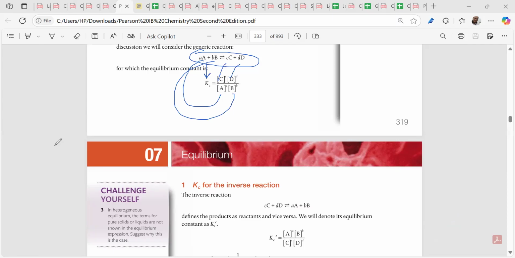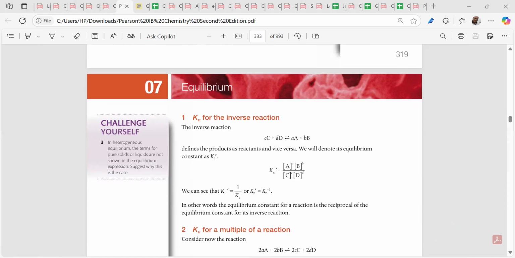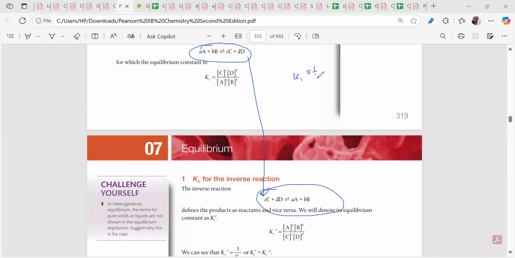Now, suppose you have the same reaction in inverse form, my bad, the reaction is inverse. You don't have to calculate the Kc of this reaction again. The new Kc will be equal to what? This new Kc will be equal to 1 by Kc, right? I hope you know this.